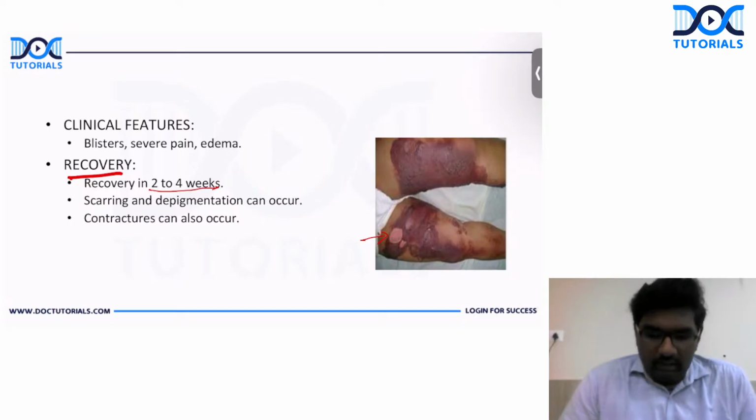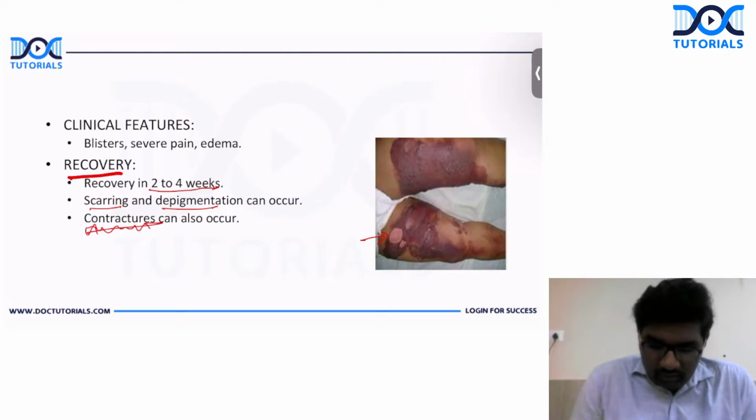They recover with scarring of tissue and depigmentation of the skin, and contractures can also occur as a late complication. During the recovery, the patient will have scarring of the tissues and depigmentation of the skin. The late complication following second degree burns will be contracture formation, which may even require surgical contracture release.